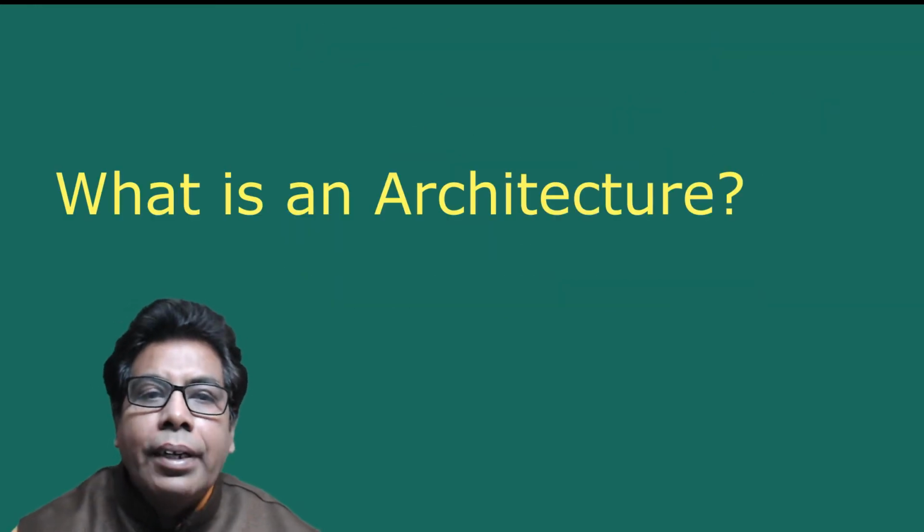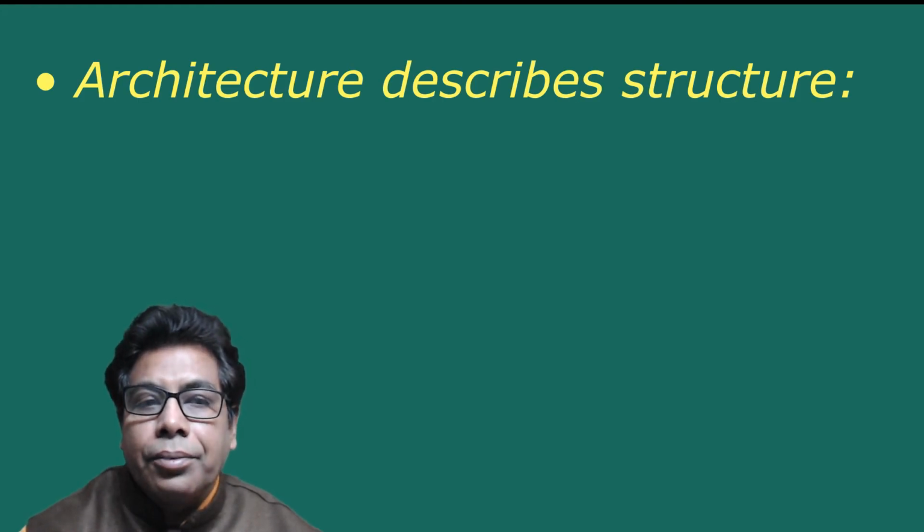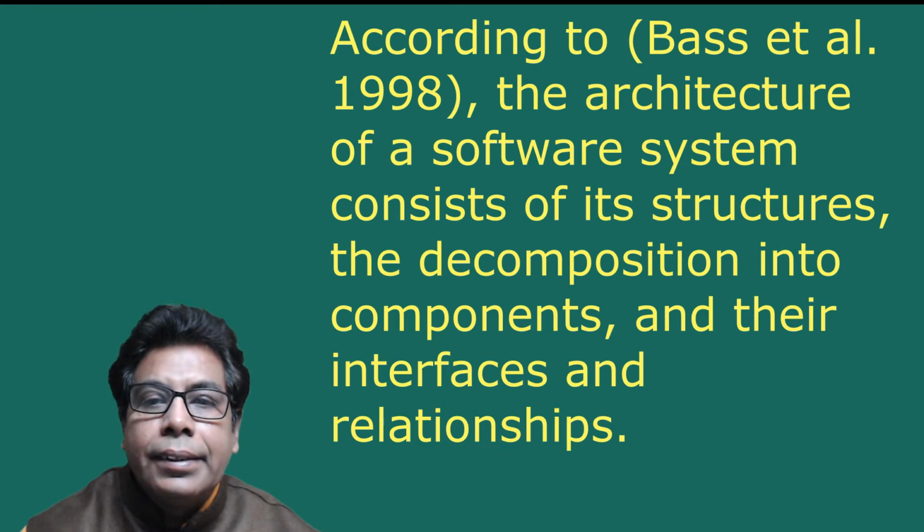Now let us see what an architecture is. There is no unique definition of the term architecture. We try to describe the most important properties of software architectures. First property, architecture describes structure. According to Bass and others, the architecture of a software system consists of its structures, the decomposition into components, and their interfaces and relationships. It describes both static and dynamic aspects of that software system so that it can be considered a building design and flowchart for a software product.